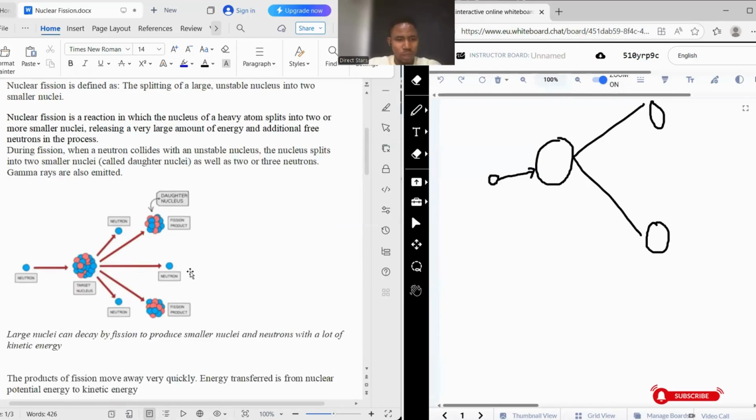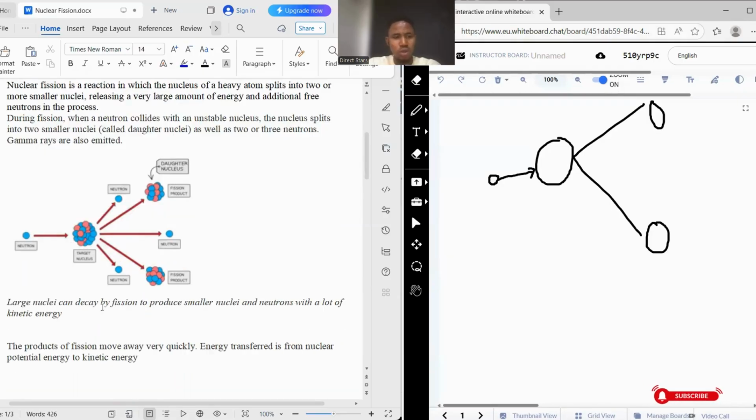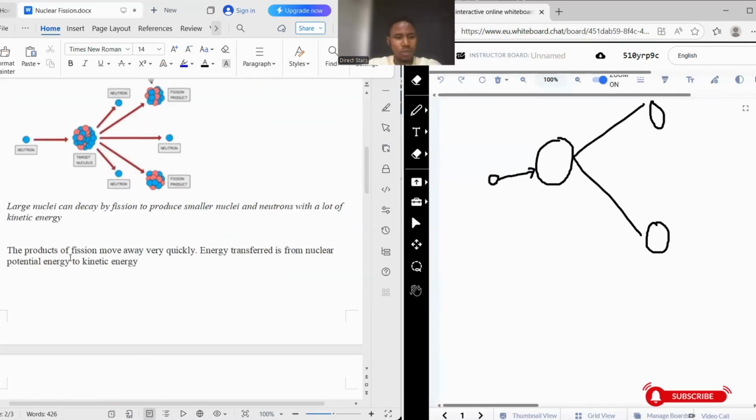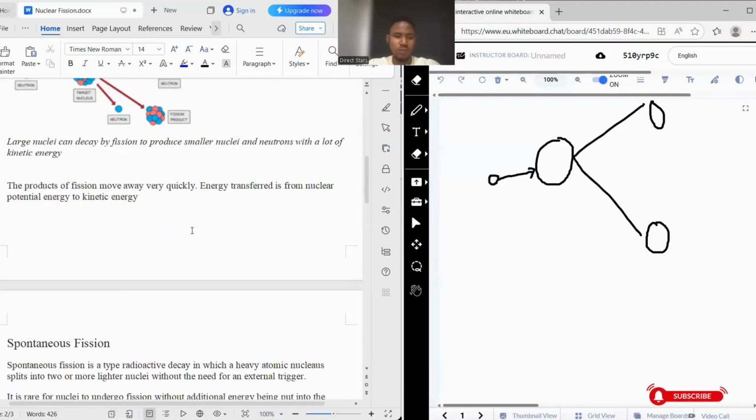We have it in this way. Now you can see this is the neutron here. When it collides with this atom, it gives out daughter nuclei and also produces some other neutrons too. So a large nucleus can decay by fission to produce smaller nuclei and neutrons with a lot of kinetic energy. Why do we have kinetic energy here? It's just the movement of the neutron to collide with the nucleus itself. So the products of this fission move away very quickly and energy is being transferred.